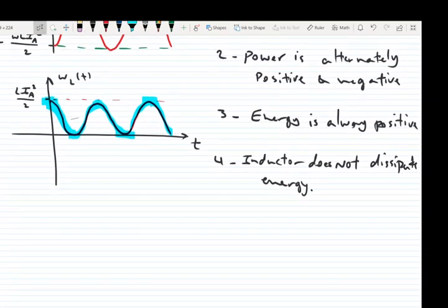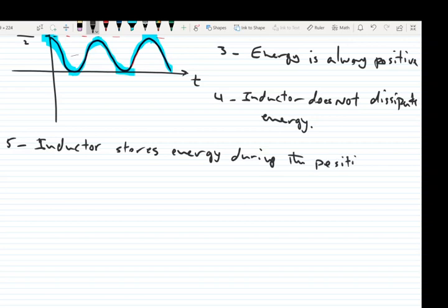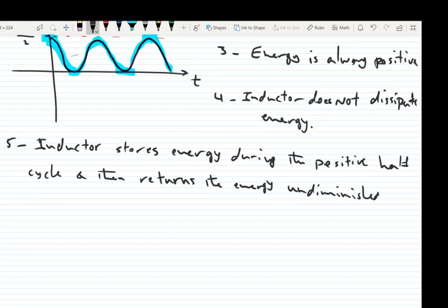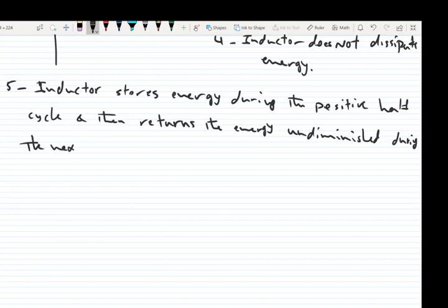fifth conclusion, we can say the inductor stores energy during the positive half cycle, and then returns the energy undiminished during the next negative half cycle.